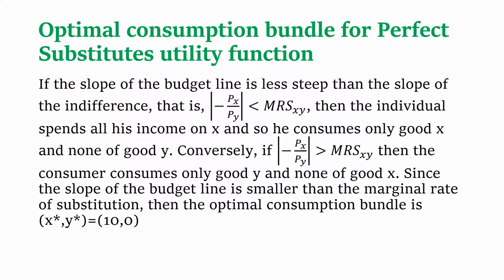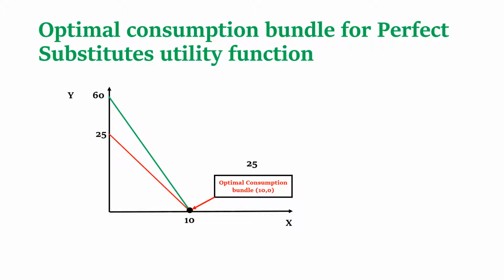So that is what we are going to see shortly. If we do that, then the optimal consumption bundle will equal x star, y star equals 10, 0. That means the consumer only consumes X and none of Y. So this can be represented in a diagram.